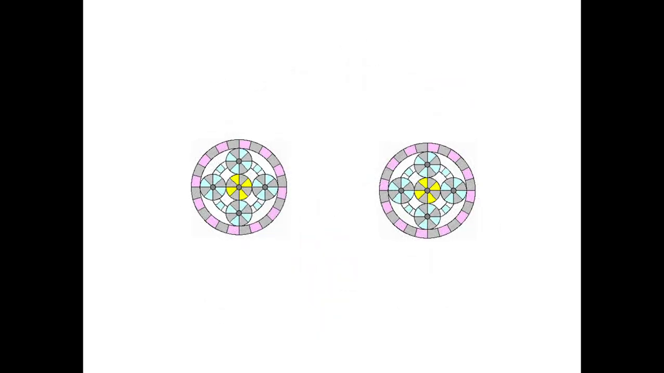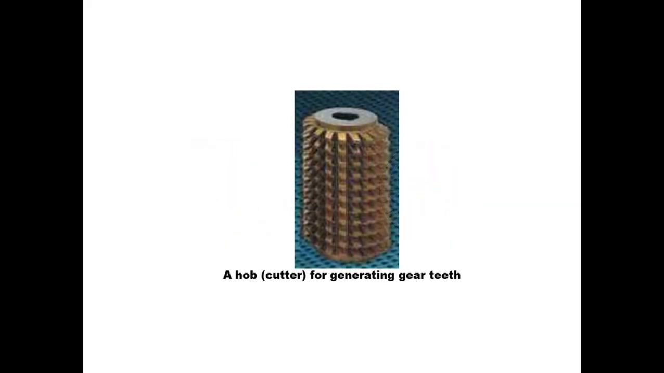You can see the rotations as well. Then we have a hob cutter for generating gear teeth. So this is a cutter which is used for generating gear teeth.